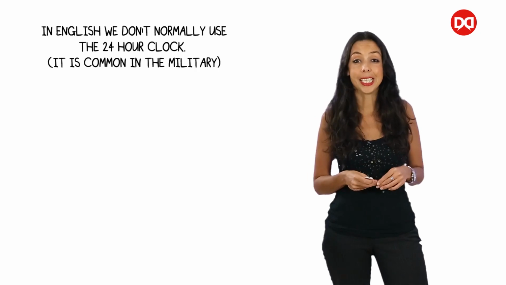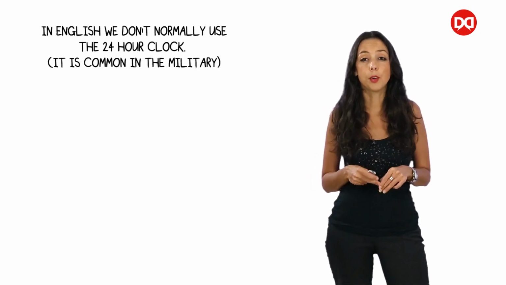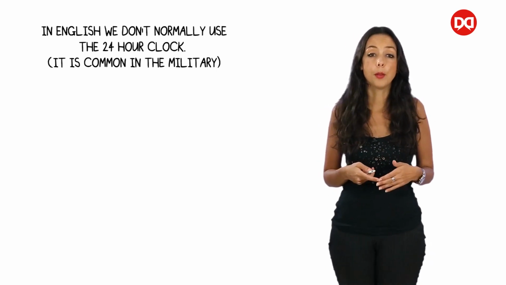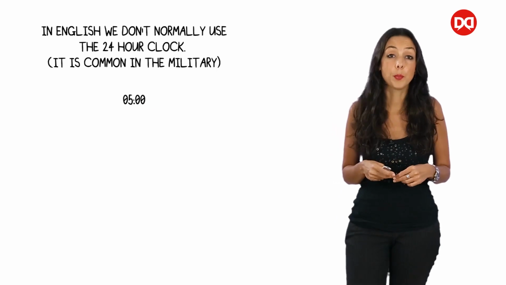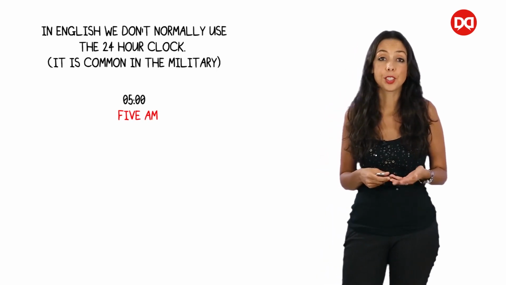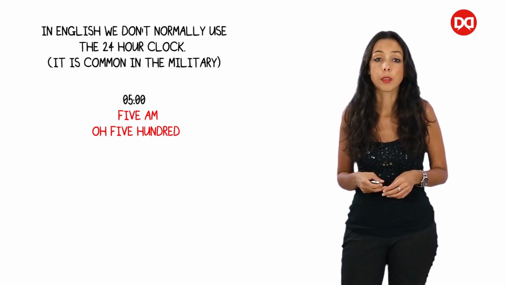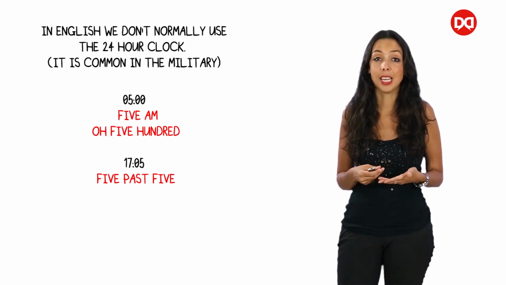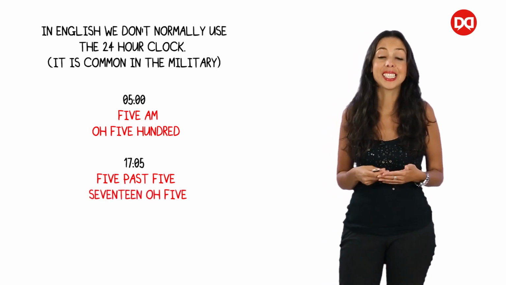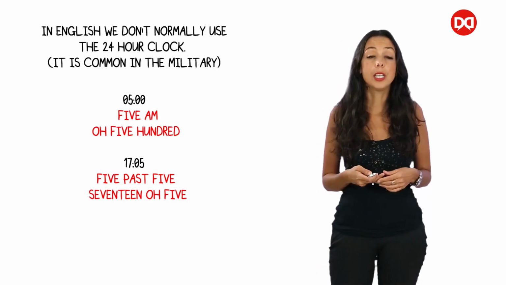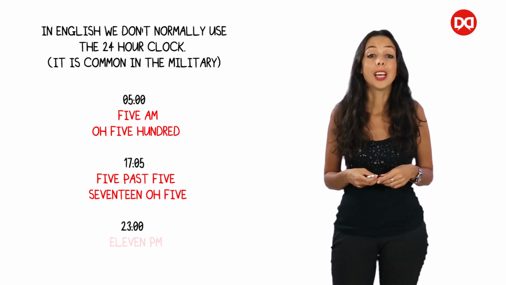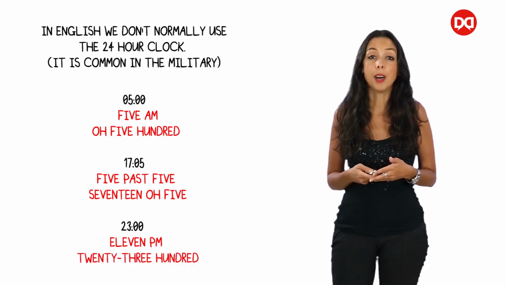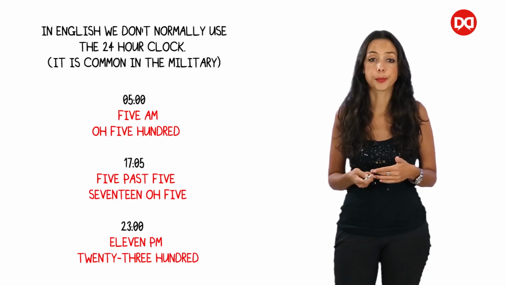In English, in reality, we don't normally use the 24-hour clock. It is common, however, in the military. For example, 0500 would be 5 a.m., but in the military they may say zero five hundred hours. Or 1705 would be in the afternoon, 5:05, but in the military they may say seventeen oh five. Or 2300, 11 p.m. at night, the military may say twenty-three hundred. But this is more common in military circles.